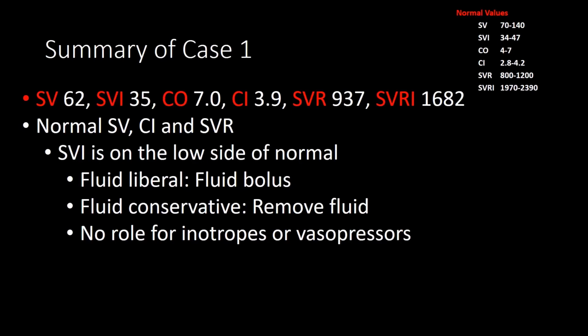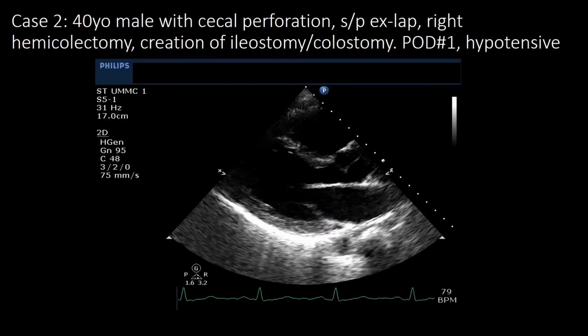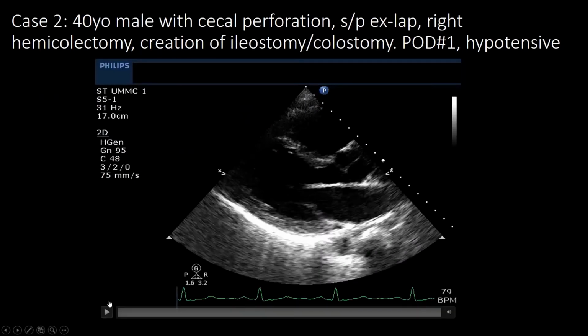There will be future broadcasts on volume management. There'll be quite a few of them, actually, because that's a rapidly evolving field and it's kind of complicated. Right now, we're just talking about cardiac output and stroke volume. Moving on to case number 2.